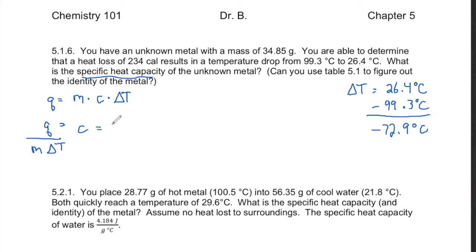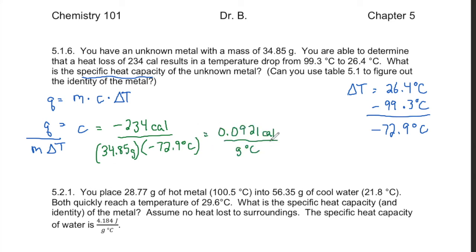Our heat change is a loss of 234 calories. So we are losing 234 calories, which is why we end up with a negative temperature change. And the mass is 34.85 grams. And our result for this is a specific heat capacity of 0.0921 calories per gram degrees Celsius.